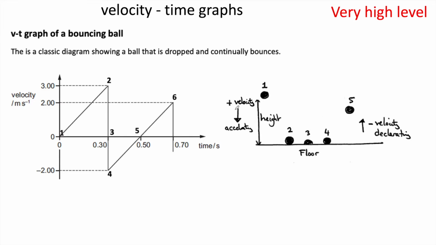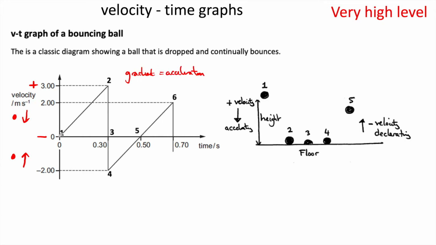First of all, we are making going down a positive velocity, which means that this axis up to here means the ball is going down. Remember, if the velocity is negative, it means it's going the opposite direction. So this is the negative velocity, which means the ball is coming back up the other way. So that's the first thing to get your head around. We also know the gradient of a velocity time graph is acceleration.